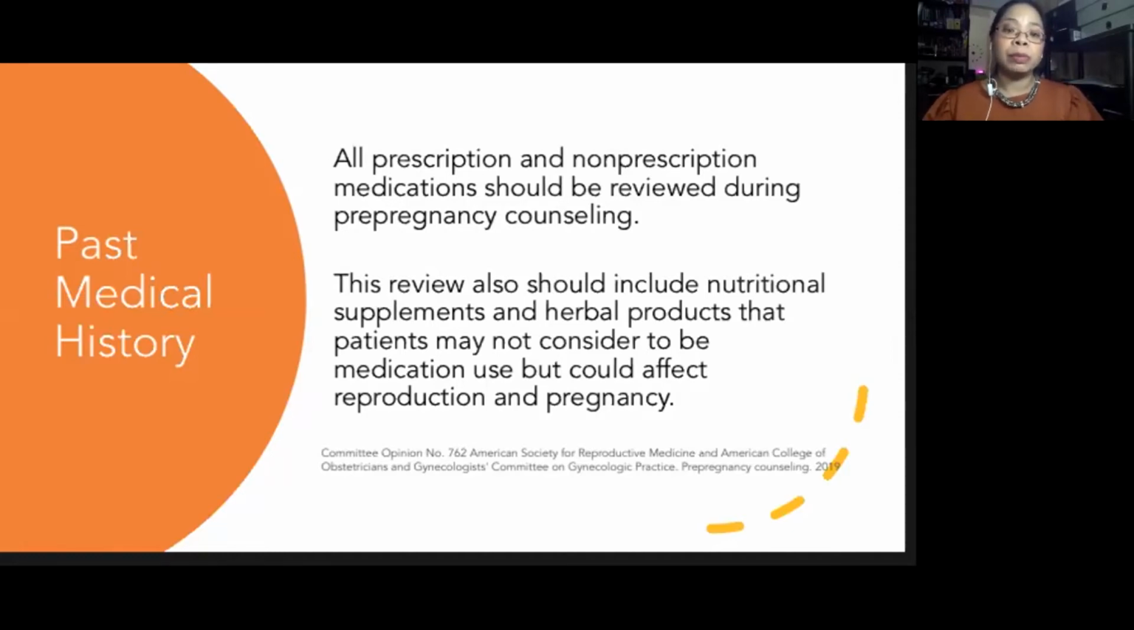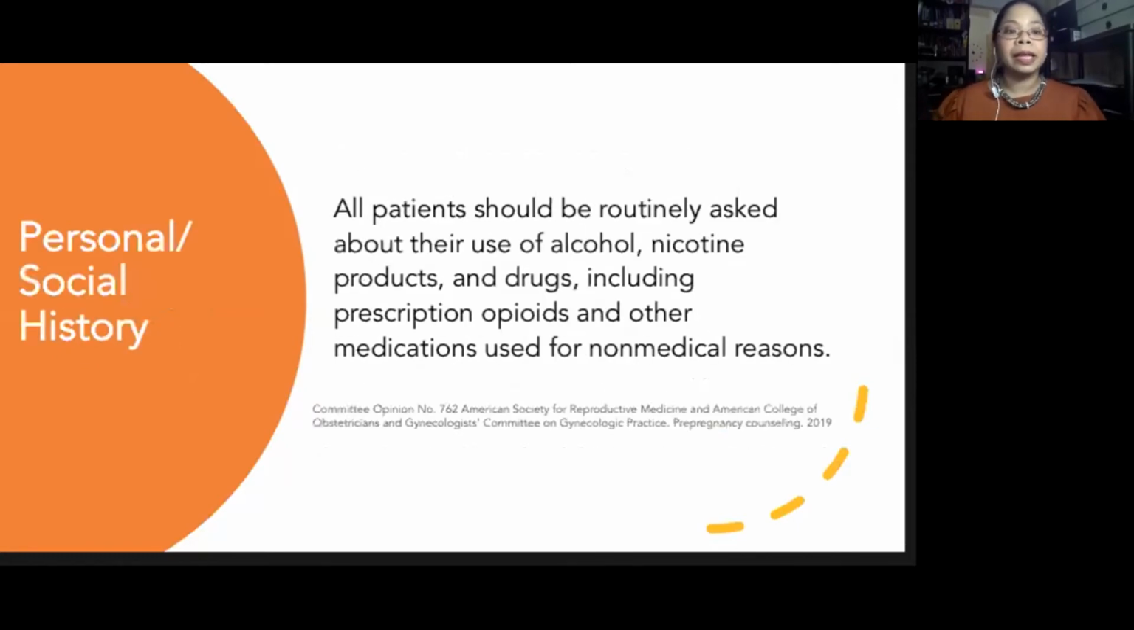So medications with potential teratogenicity should be reviewed, and the specific risk of each individual medication should be discussed in detail. All patients should be routinely asked about their use of alcohol, nicotine products, and drugs, including prescription opioids and other medications used for non-medical reasons.